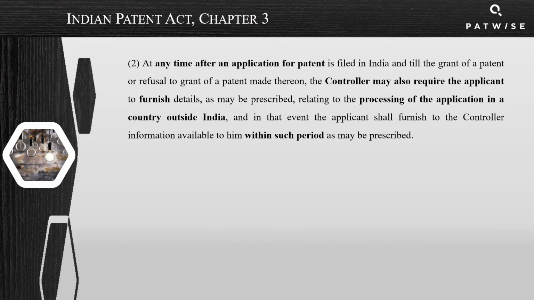Further, subsection 2 also says the controller has the power to request the applicant to furnish any such details while the application has been filed in India, until the time it has been granted or rejected. He can also ask for these details of any application that is filed in any of the foreign countries.